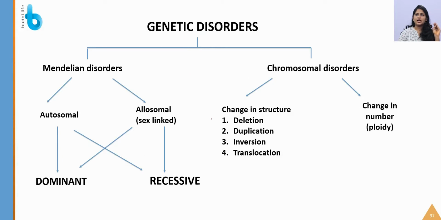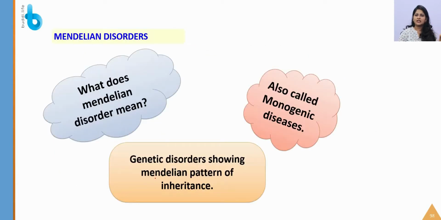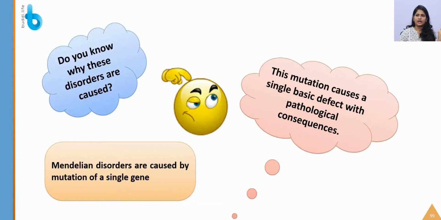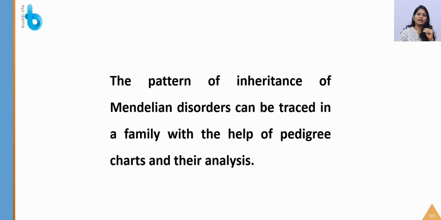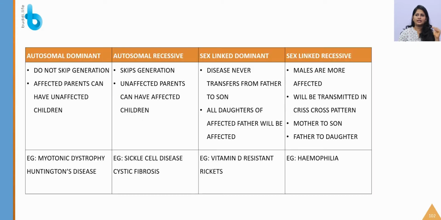Next, these are the genetic disorders about which we will be discussing in the next class. They are classified into Mendelian and chromosomal disorders. We will discuss this in detail in the next class. Mendelian disorders are genetic disorders showing a Mendelian pattern of inheritance, and are also called monogenic diseases. They are caused by a mutation of a single gene. So with a single basic defect, it causes pathological consequences. How can these be found? Again through pedigree analysis.